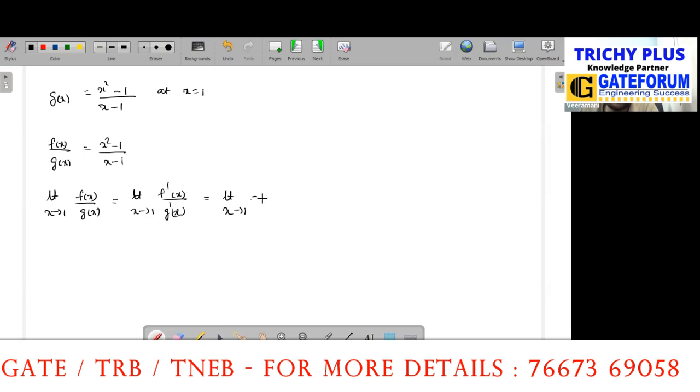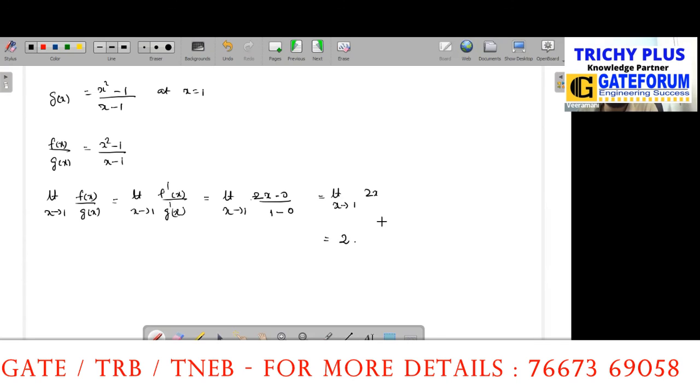So x squared minus 1, if you take the derivative, what will come? 2x, right? 2x minus 0. So this is going to be 1 minus 0. So limit x tends to 1 of 2x. If you substitute x is equal to 1, you will be getting 2.